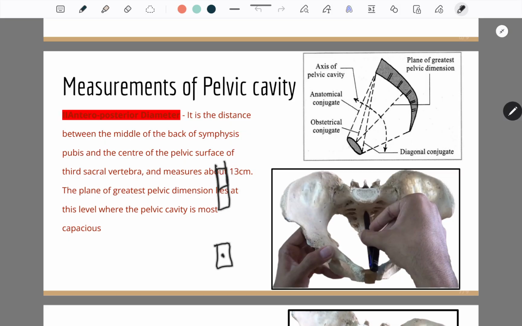This is the sacrum, full. Here, 1, 2, third sacral vertebra. Then here, the coccyx will be there. From here to here, this is the anteroposterior diameter, which is 13 centimeter.